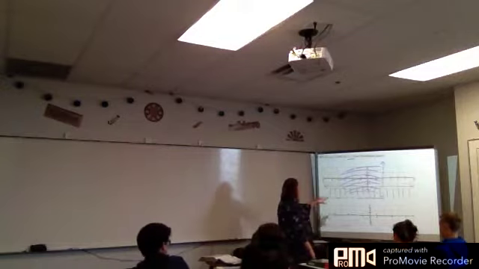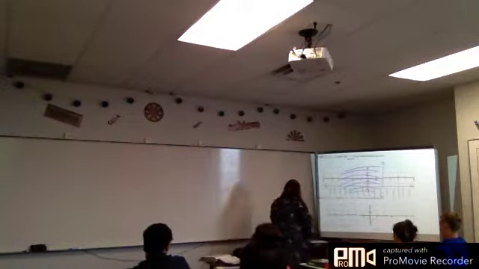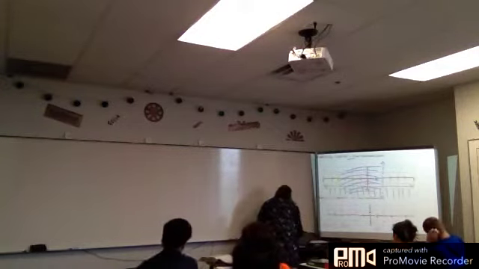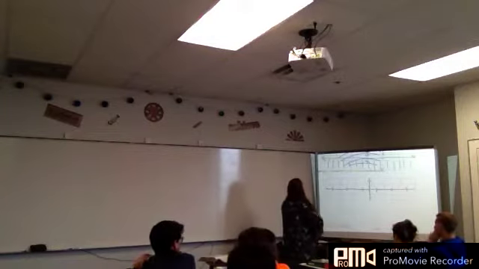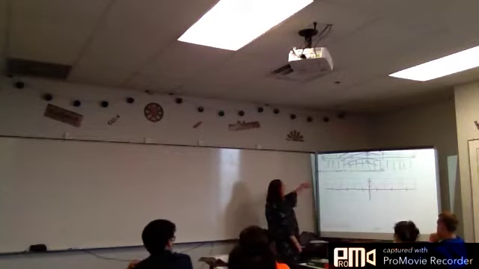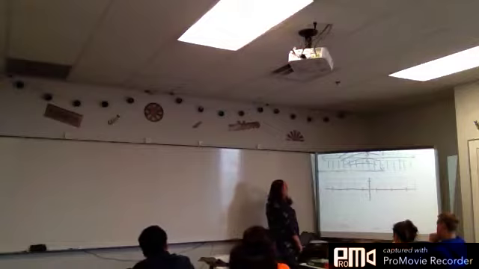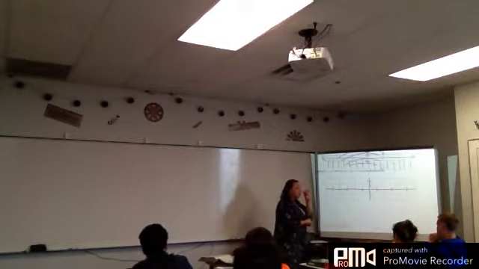Now we're going to deal with a couple more that are a little bit more complicated. This one says y is greater than negative 2x. That is in y-intercept form technically: y equals mx plus b. What is my b?